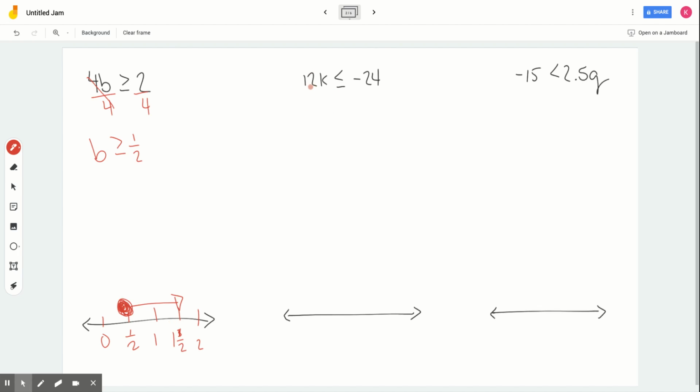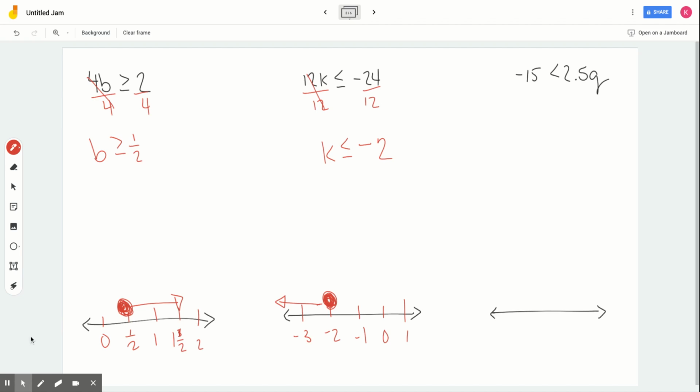On this next one, we have 12k. 12 is being multiplied by k, and the opposite is to divide. So we have k is less than or equal to negative, since negative divided by a positive is a negative, and 24 divided by 12 is 2. So k is less than or equal to negative 2. Again, go ahead and plot this on that number line. We need that closed circle. And since it could be less than or equal to, we're shading to the left.